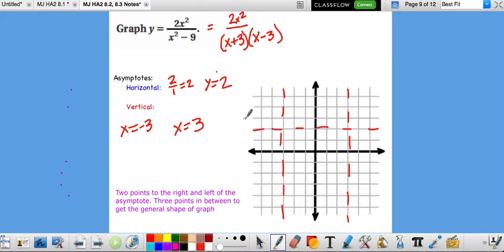If we plug in -5, you get 25 minus 9, which is 16. If you plug in 5 up top, you get 50. 50 over 16 is like 3 point, not very much. Something like that. Let's plug in -4. 2 times 16 on top, and we're going to divide that by 7. You get 4.6-ish. Something like that.